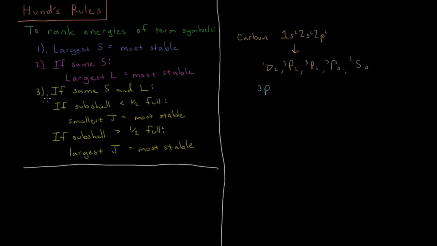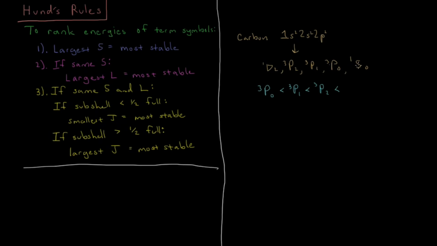Then third, if we have the same S and L, we ask if the subshell is less than half full. Carbon is 2p2 in its only partially filled subshell. That's less than half full. There are 6 possible spin orbitals in a p subshell, so it is less than half full. That means the smallest value of J is going to be the most stable. So in our case, that is J equals 0. So our ground state is going to be the triplet P0. Then we have triplet P1, triplet P2, higher in energy. So the lowest energy is the triplet P0.